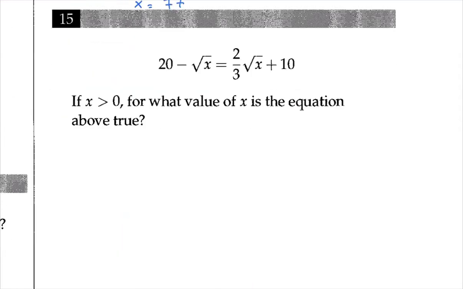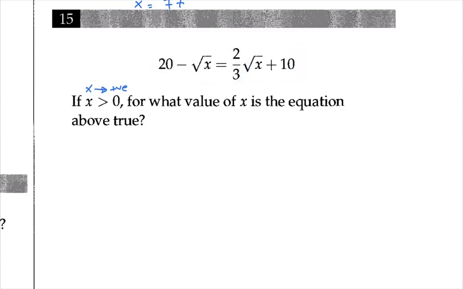Question number 15. If x is positive, x greater than 0, for what value of x is this equation above true? So guys, as we said in the previous session, whenever we have a fraction, start by canceling this fraction. What fraction do we have here? We have a fraction of 2 over 3.